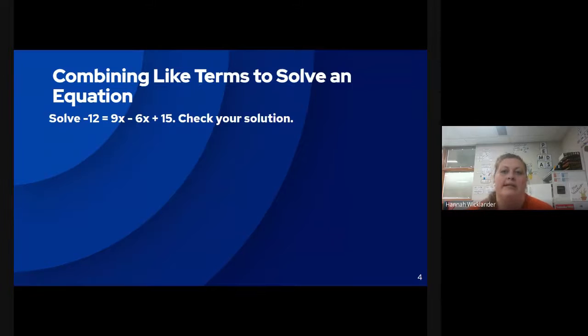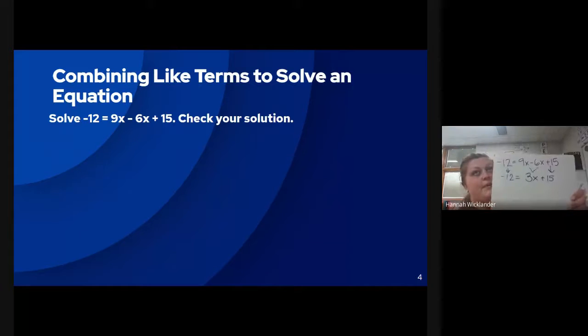So in order to get started, I'm going to combine like terms to make it easier on myself, because if I tried to do it with two different x's, I would not be able to solve it. So 9x minus 6x is 3x, because 9 minus 6 is 3 and the x's aren't affected. Then I can bring down my positive 15 and bring down my negative 12. Now we have a two-step equation like we did in our last problem.